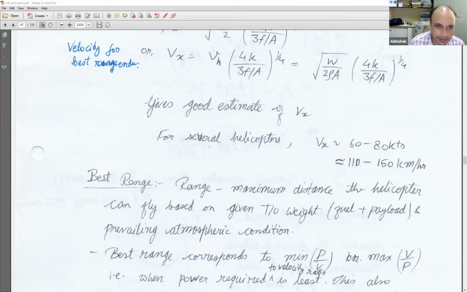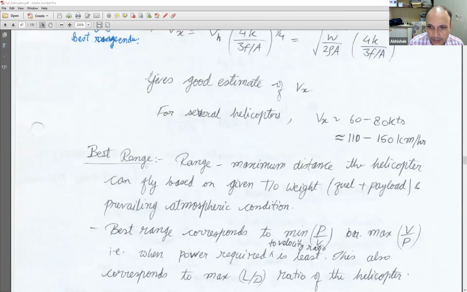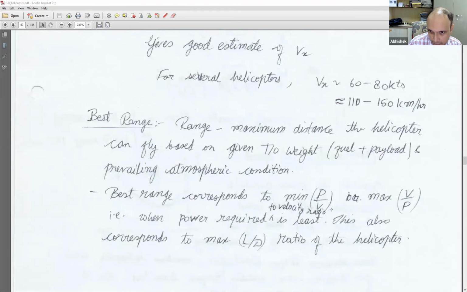Let us see what is my best range speed. Now, range is the maximum distance the helicopter can fly based on given takeoff weight, fuel plus payload, and the prevailing atmospheric conditions. So I have to fly the max distance with a given tank of fuel under prevailing circumstances. So best range corresponds to max propulsion efficiency or minimum power to velocity ratio.